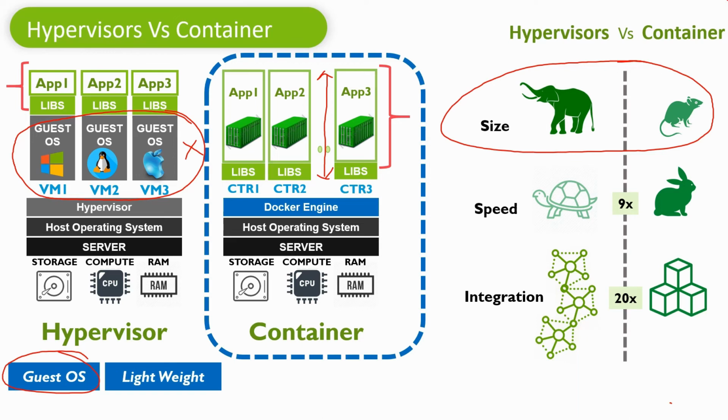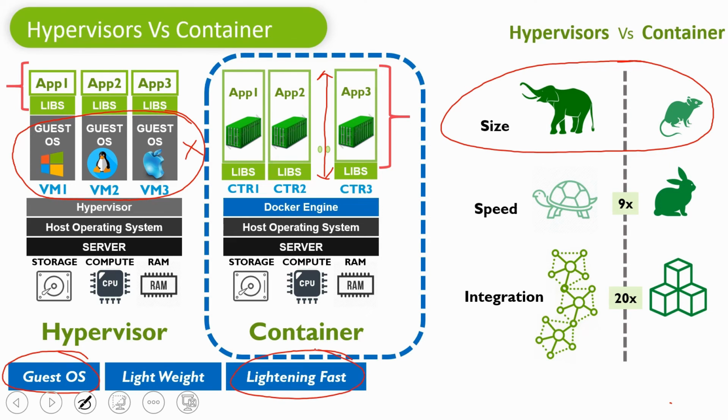The next difference is the lightning fast speed. One of the other key benefits of containers is the lightning fast speed. Containers are at least 9 times faster than virtual machines. They are created and destroyed in a few seconds. We need not boot up any additional operating system in a container. Now this speed is really helpful in situations where we need things on the fly, where we need things to happen really fast.